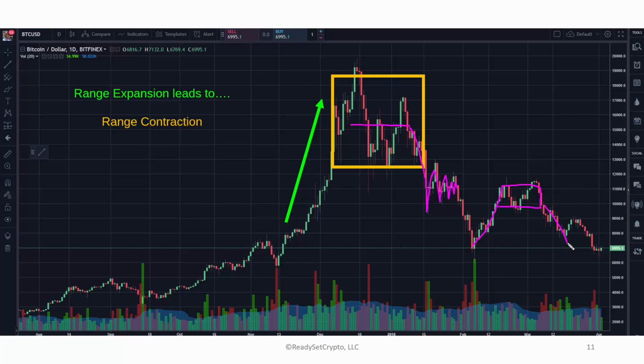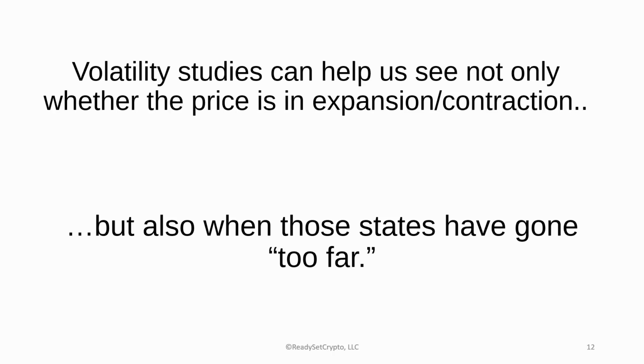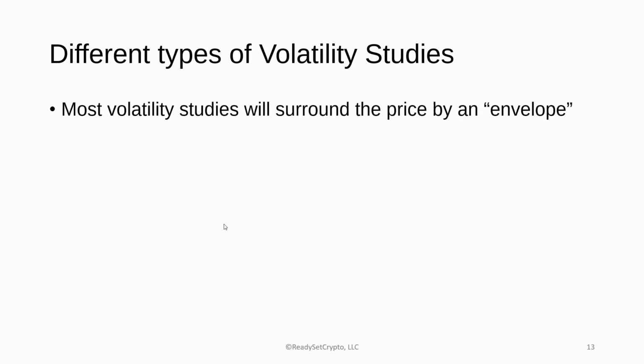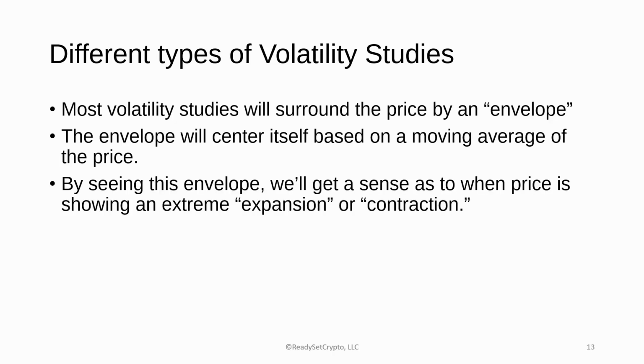They're more advanced concepts. Just to highlight this point one more time, volatility studies can help us not only see whether the price is in expansion or contraction, but also when those states have gone a little too far. Now we have different types of these volatility studies. Most volatility studies will surround the price by an envelope, and we'll see these in just a minute. The envelope will center itself based on a moving average of the price. By seeing this envelope, we'll get a sense of whether the price is showing an extreme expansion or contraction in price range.